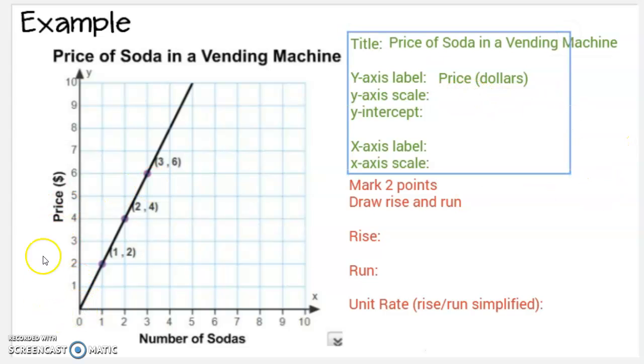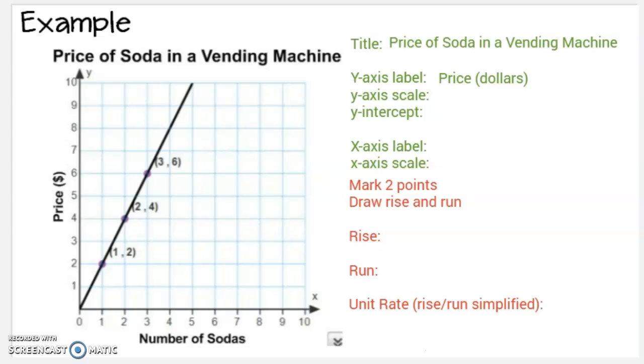Our scale, right? If we look at each blue line right here, it's being counted by ones. So our scale is just going to be 1. And our y-intercept, remember, is where our y-axis and the line on the picture meet. Our y-intercept is 0.